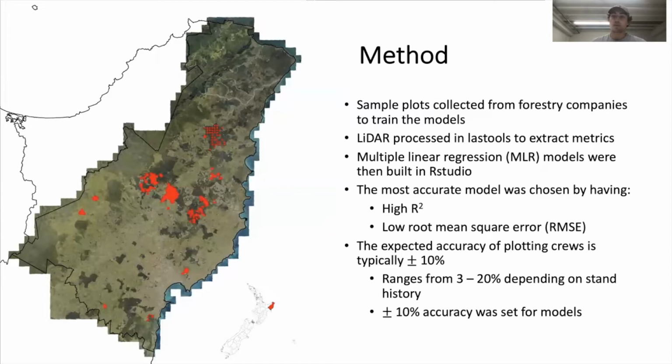The LiDAR was then processed in LAStools to extract the metrics, and multiple linear regression models for mean top height, volume, basal area, and stocking were then built in RStudio. The most accurate models were chosen based on having a high R squared and a low root mean square error. The typical expected accuracy of a plotting crew in New Zealand is plus or minus 10% from the true value. So this is what I set for the desired accuracy for my models.